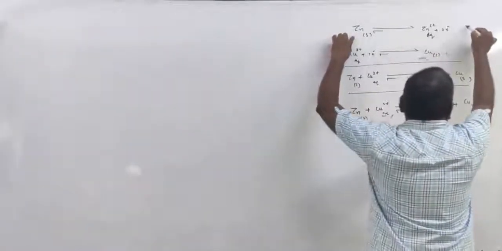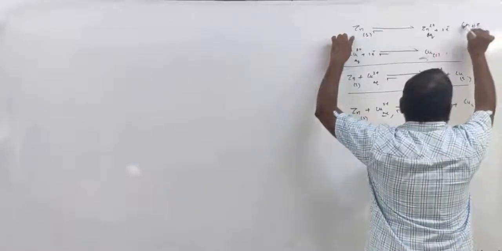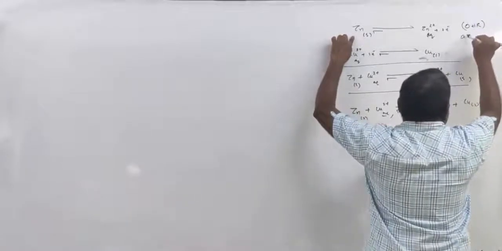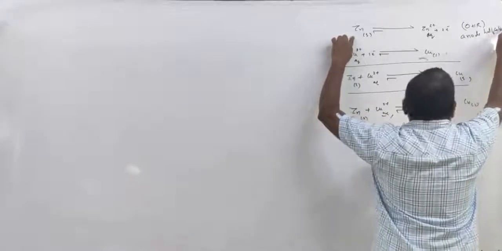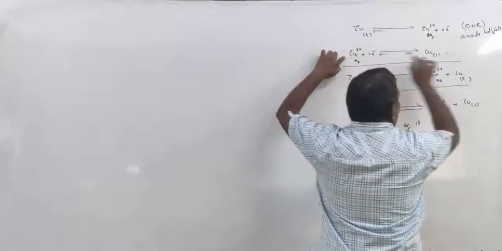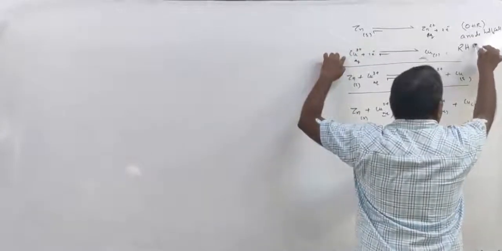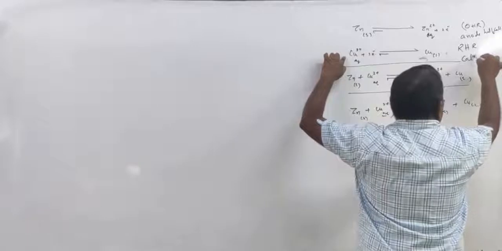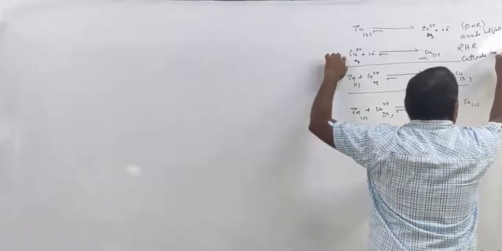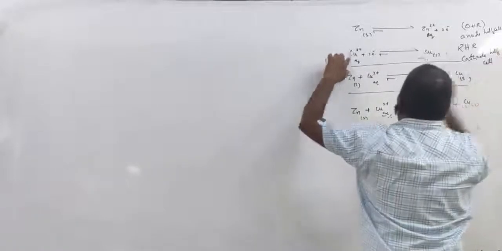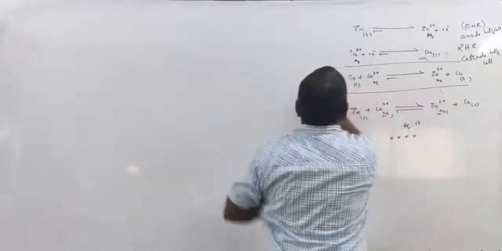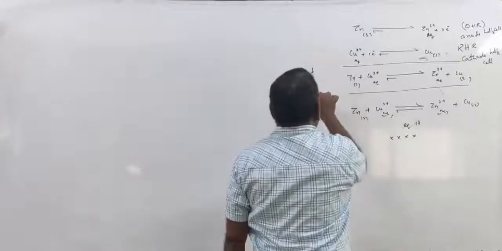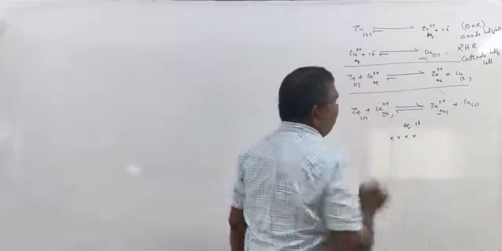So at zinc, loss of electrons takes place, oxidation reaction. Therefore, it acts as the anode of the cell. Cu2+ gains electrons, therefore reduction reaction. This is the cathode of the cell. And this is the net equation in the electrochemical cell.